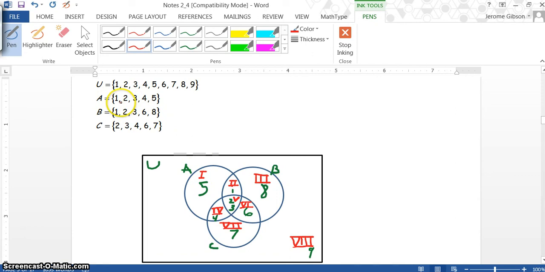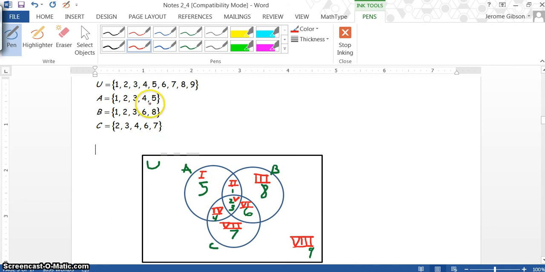Now we know in A we have 1, 2, 3, 4, 5, but this has to be listed correctly because remember we have intersection points. Now if you look here with A and B, only A and B has 1. So where A and B intersect, that would be 1. Now we look here at the number 2. A, B, and C has 2. So we will put 2 here. And then A, B, and C also has 3. We will put 3 here.